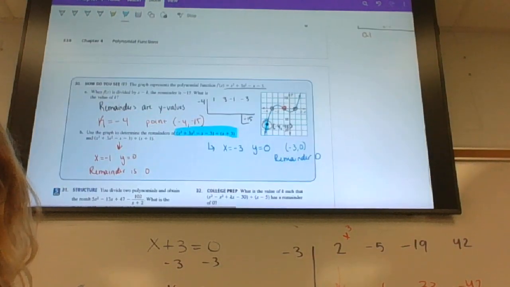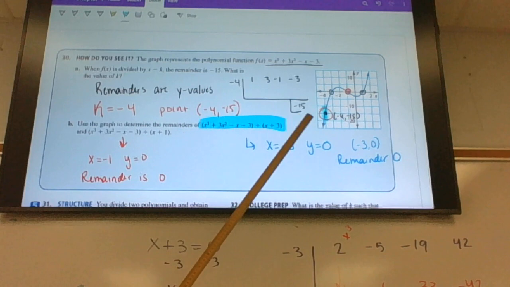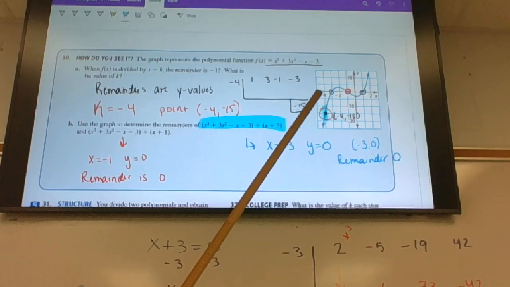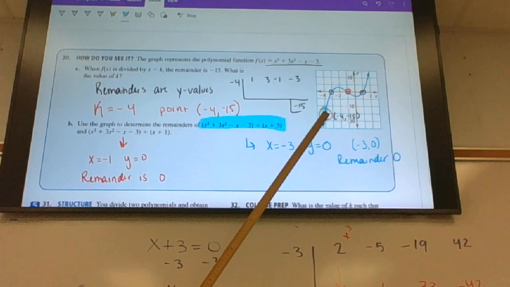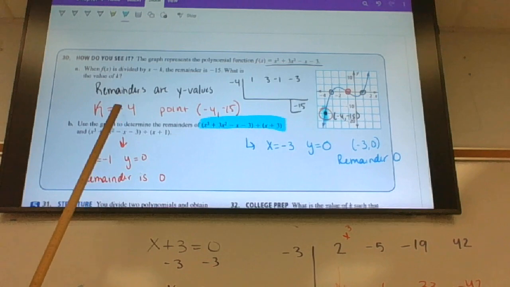Now I want to look at 30. Remember that remainders are y values. So it says the remainder is -15. What is k? So you look on the line, find where y is -15, and identify the x value. So if they're giving you a picture, they're giving you the answer. You don't need to do the math. Remainder -15, and here it is at this point. The x value is -4 when the y value is -15. So the answer is -4.